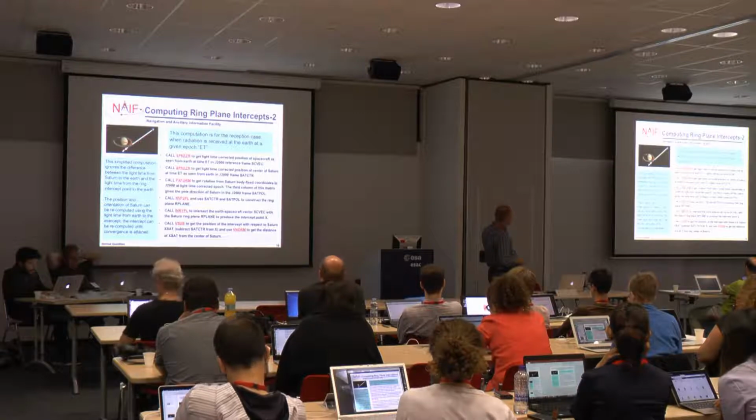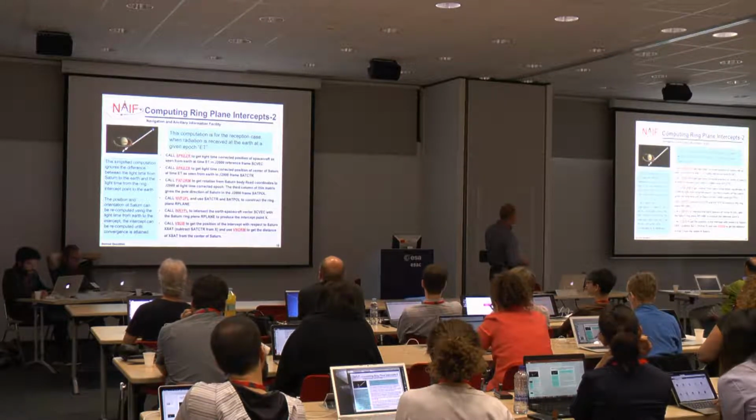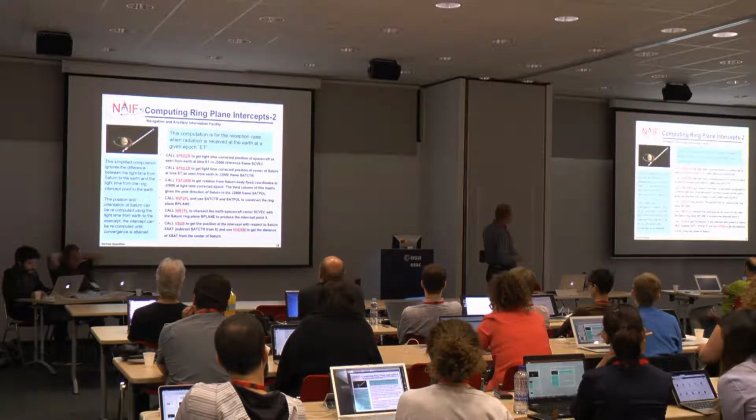We do it by the subroutine, and then we compute the magnitude of that vector, which is the distance that we're looking for, using VNORM. Of course, this is a simplified computation because it ignores the difference of light time to the center of Saturn and actually to the intercept point.